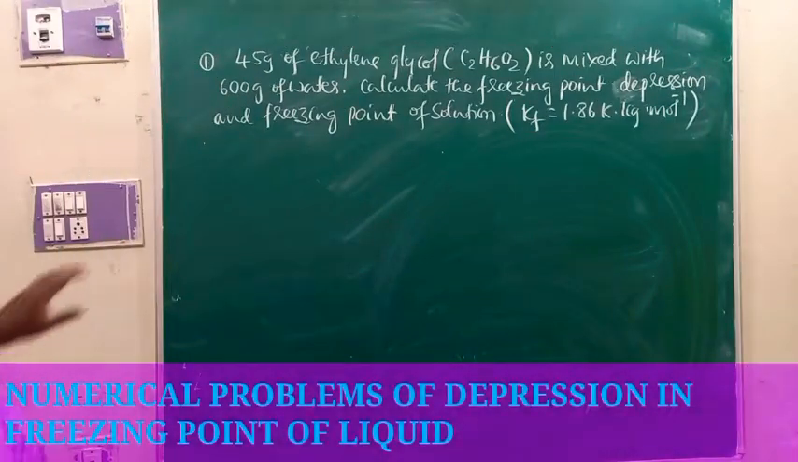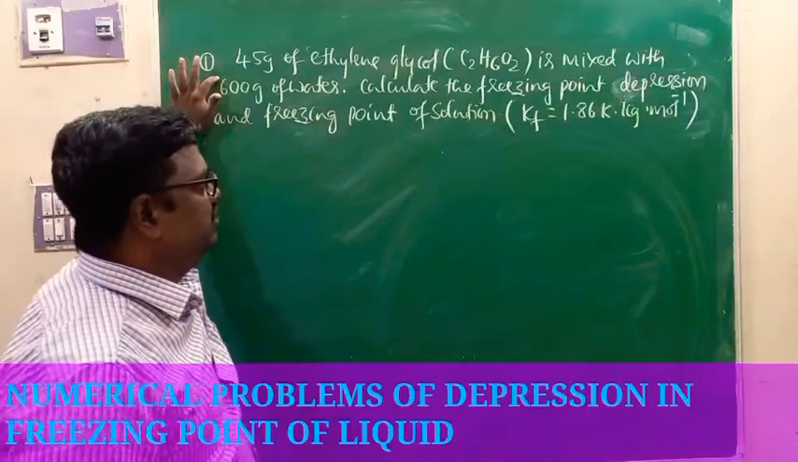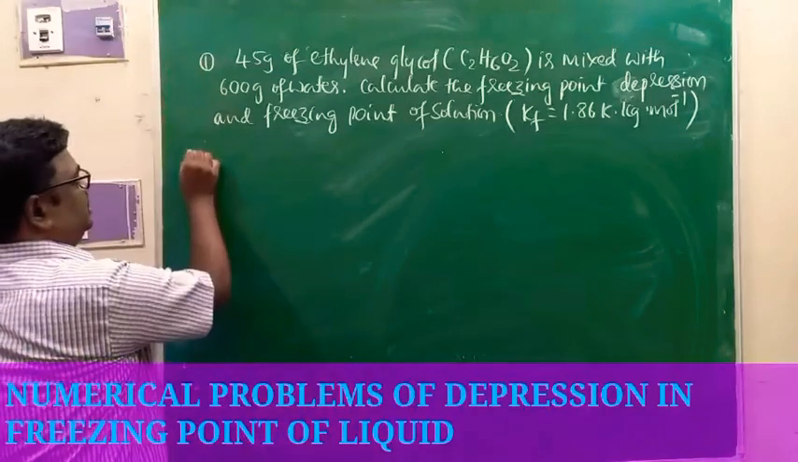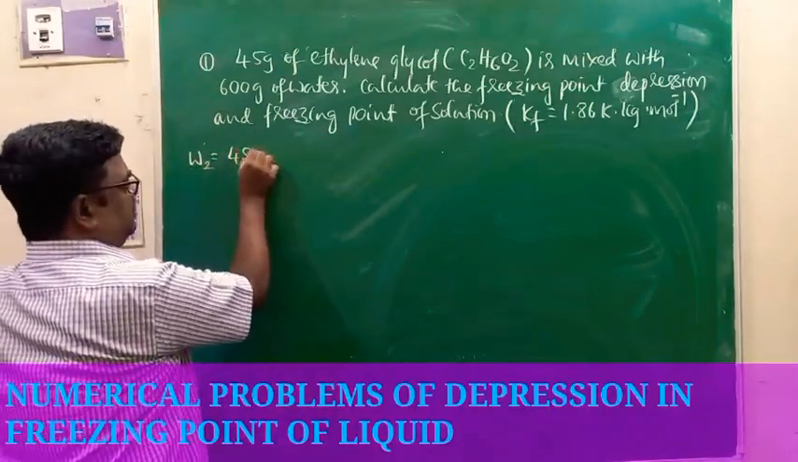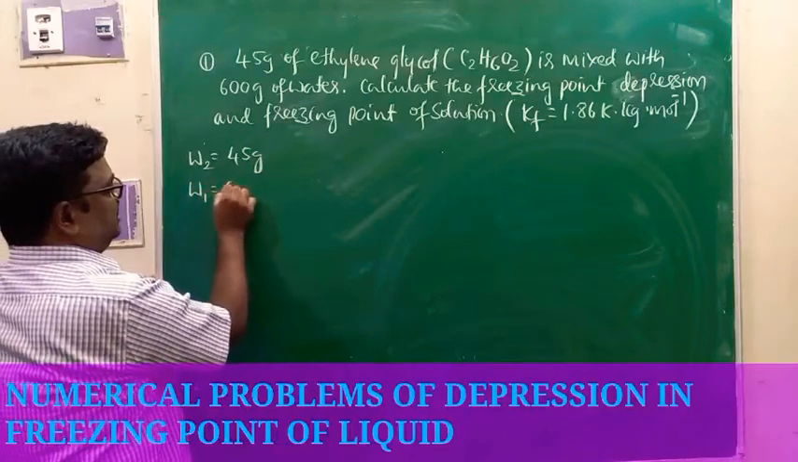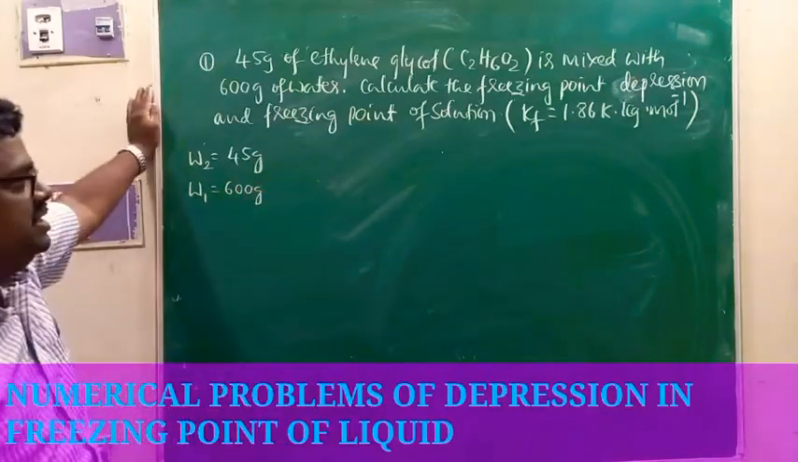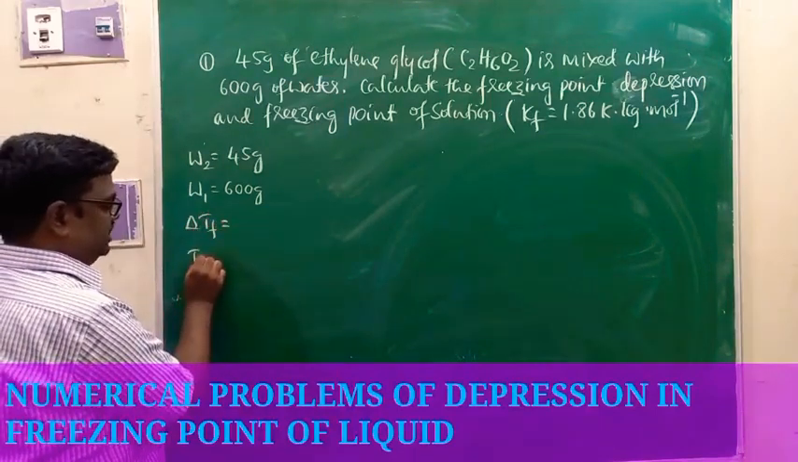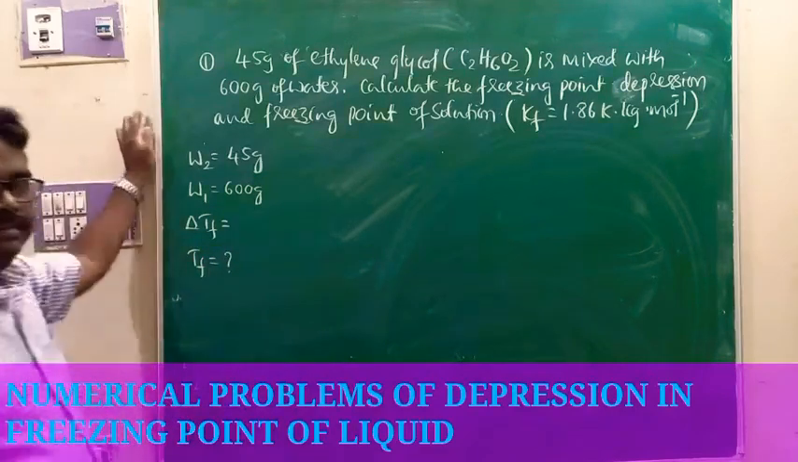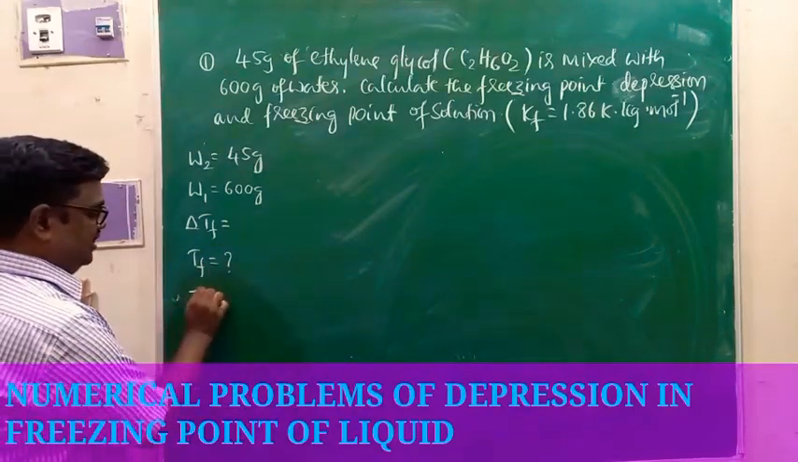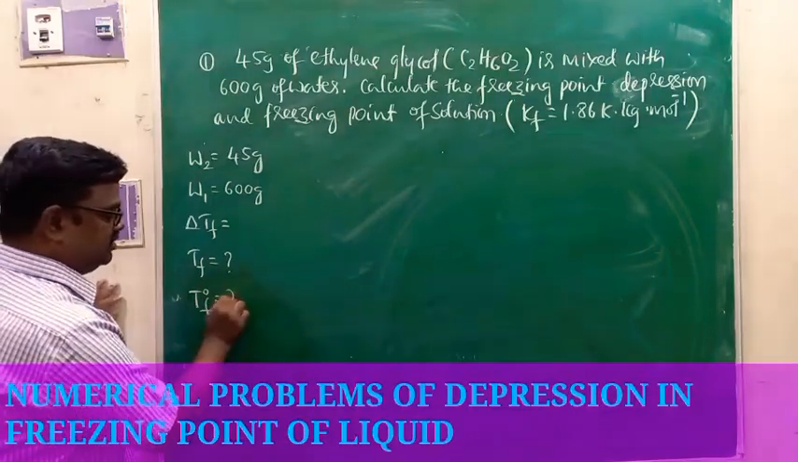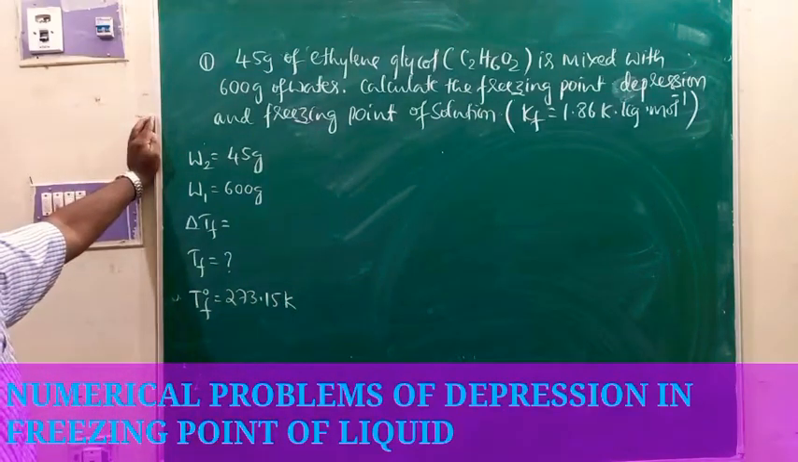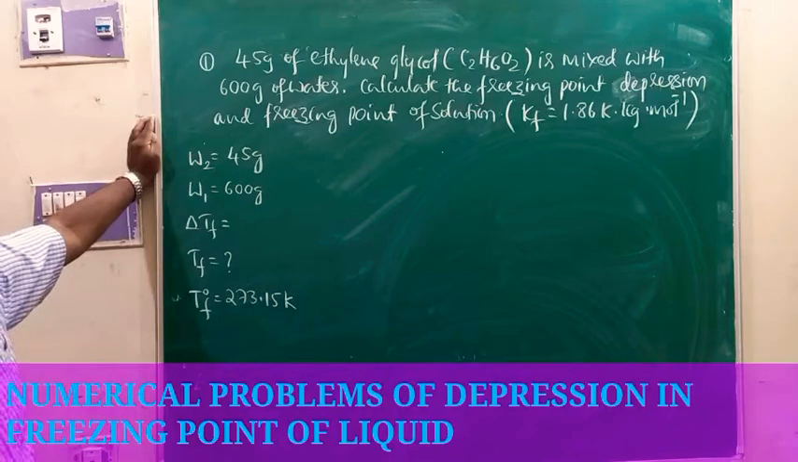Look at here. 45 grams of ethylene glycol of molecular formula C2H6O2 is mixed with 600 grams of water. That means mass of solute is 45 grams, that is ethylene glycol. Mass of solvent is 600 grams. Calculate the freezing point depression, that is, you are supposed to calculate delta TF and also the freezing point of solution, that is TF. As far as T naught F is concerned, that is the freezing point of pure water, 0 degrees Celsius, which is 273.15 kelvins.